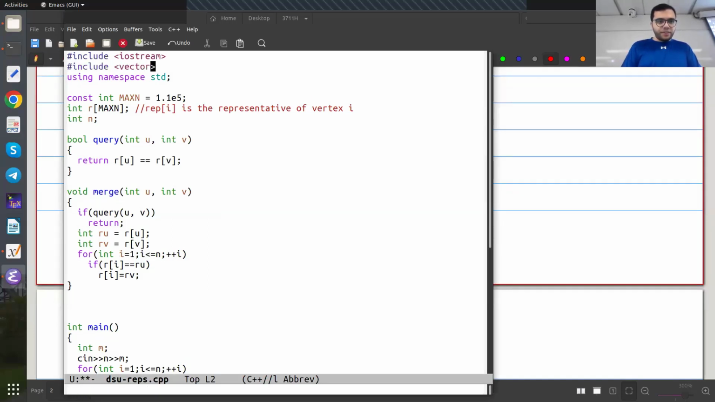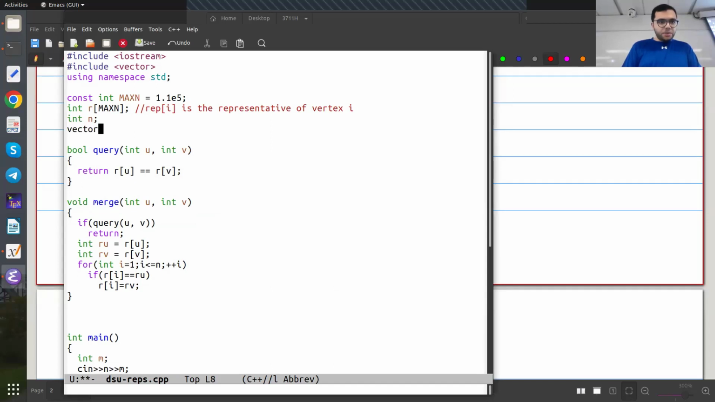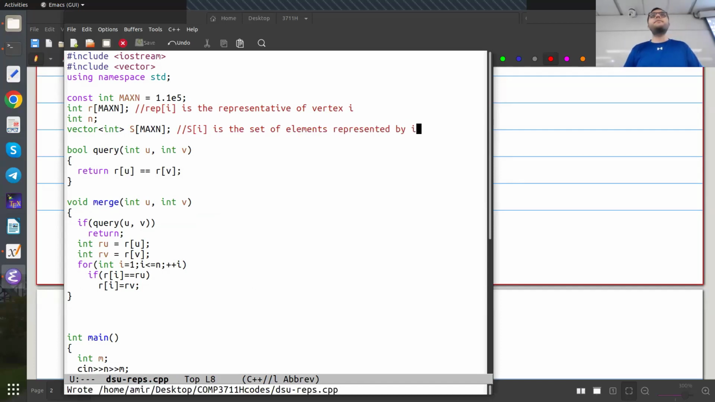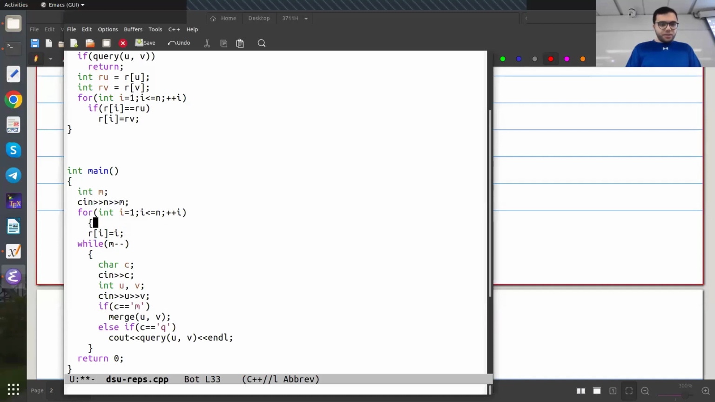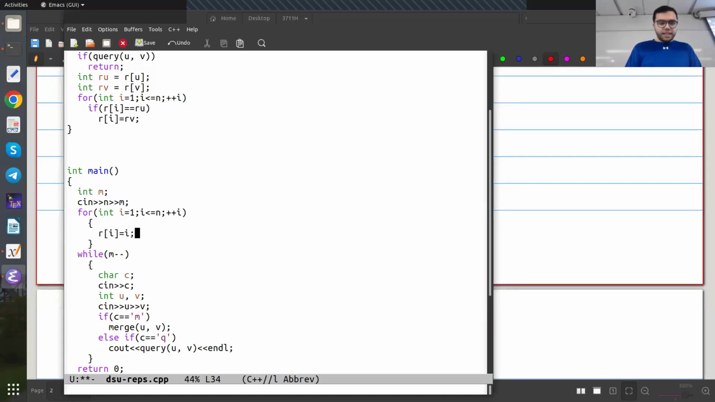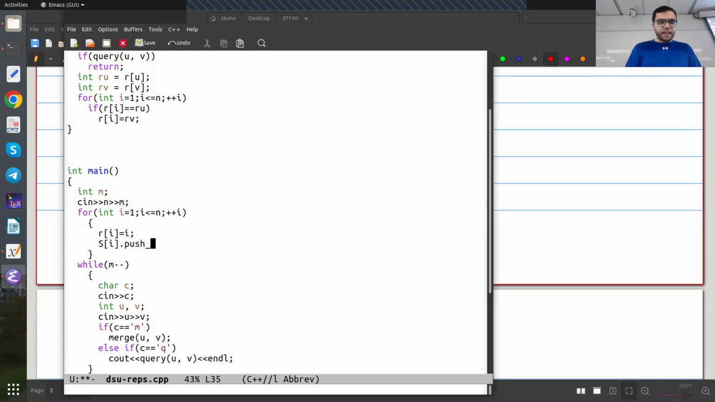Let's say I have this, I'm going to call it S. And the size is max n as well. So the idea here is that S_i is the set of elements represented by i. I'm just going to keep track of all the elements that are represented by every particular i. And again, here, when I'm saying that i is its own representative, I have to also say that in S_i, add i.